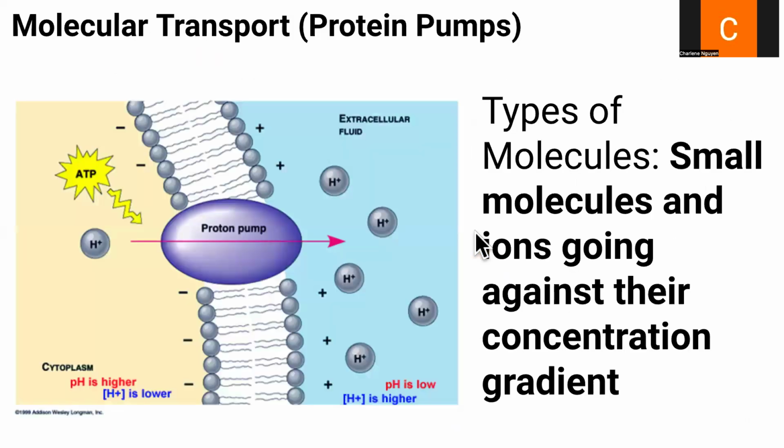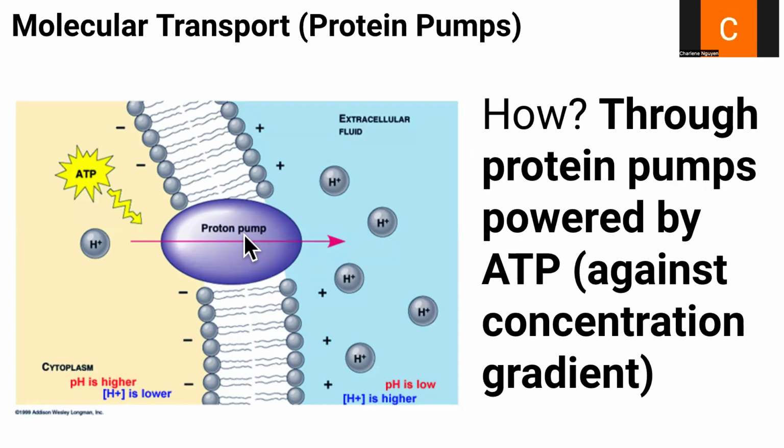All right, so molecular transport. This is transferring small molecules and also small charged particles called ions across the membrane. Because they're very small, they can fit into these protein pumps. This specific protein pump is a proton pump, but normally this is a protein pump activated by ATP. So ATP helps activate the protein pump, and then solutes can go from an area of low solute concentration to an area of high solute concentration.